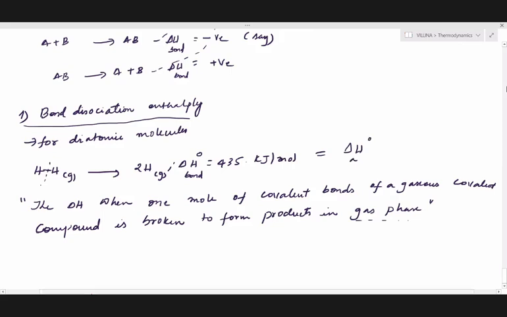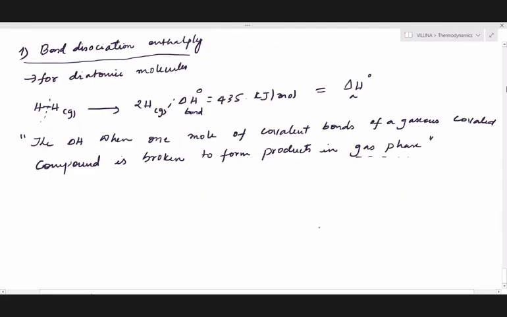But when we are checking a polyatomic molecule, the bond dissociation enthalpy will be different. Why? Because in each scenario, the reactant will change. So in those cases, we will be taking mean bond enthalpy. So take the next heading as mean bond enthalpy.